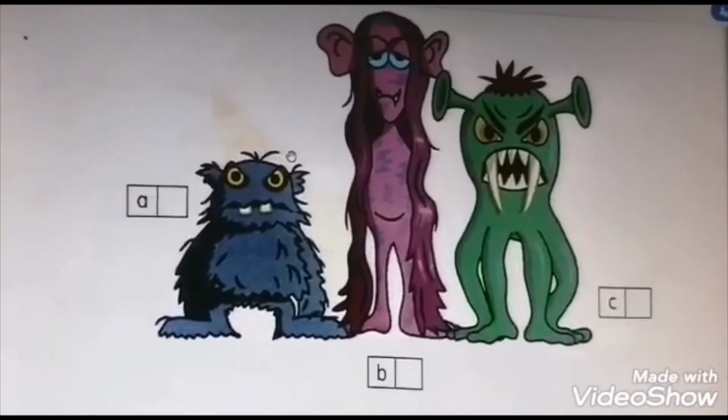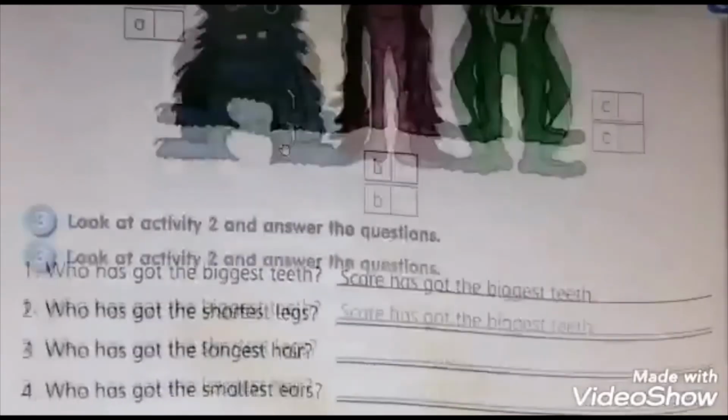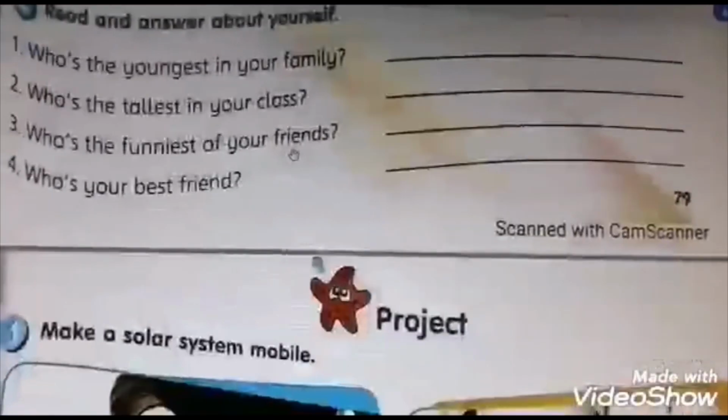So I hope you enjoyed today's lesson. After finishing this lesson, you can also finish the workbook page number 80. Let's have a look at page number 80.